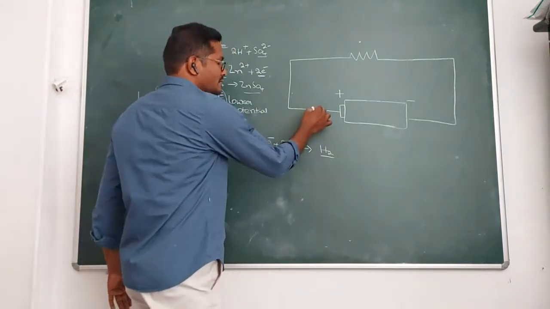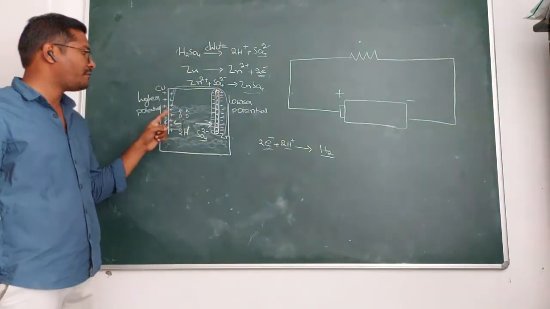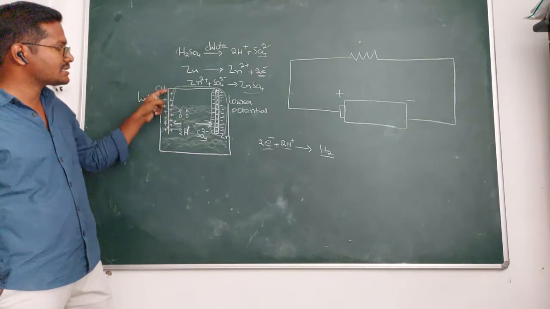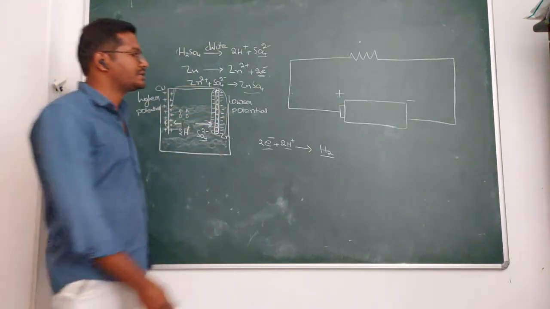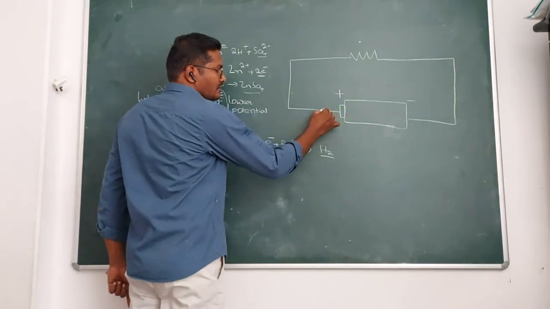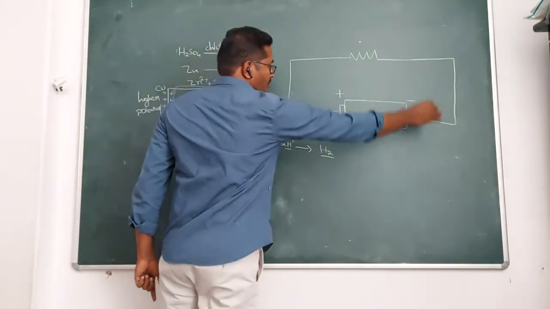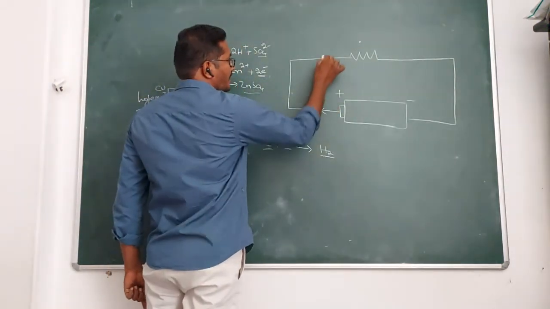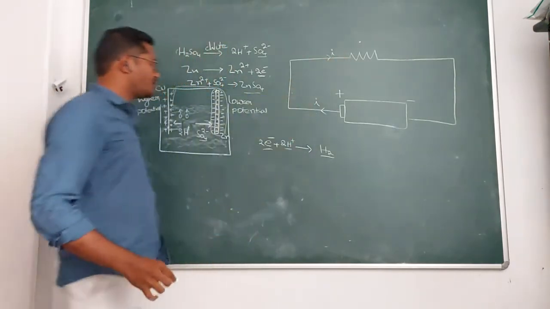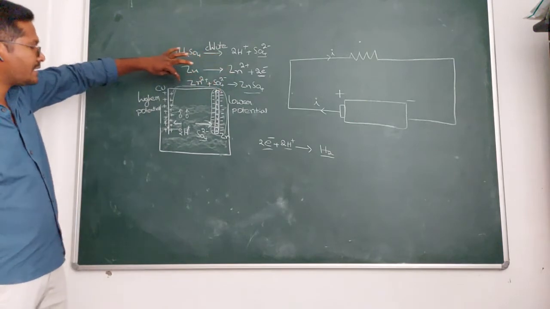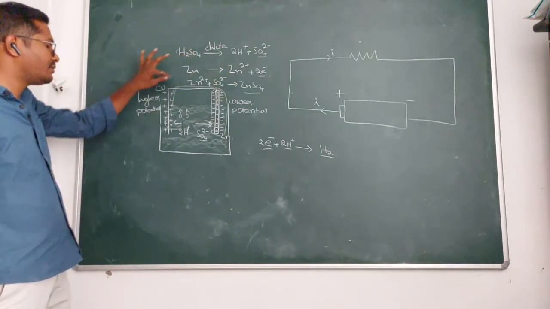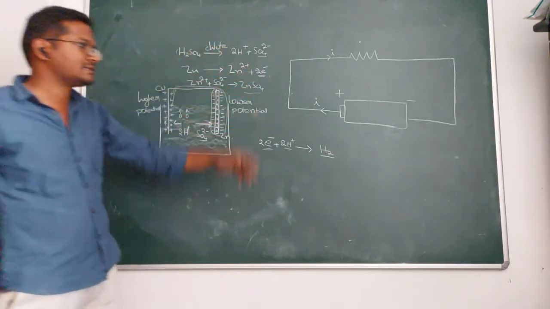And current moves. Current is nothing but the flow of positive charges. Here positive charges are moving in this direction, that means from higher potential to lower potential. This is the direction of current. And negative charges are moving in this direction, that is from lower potential to higher potential outside the cell.